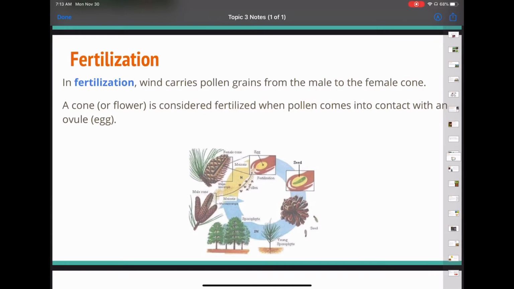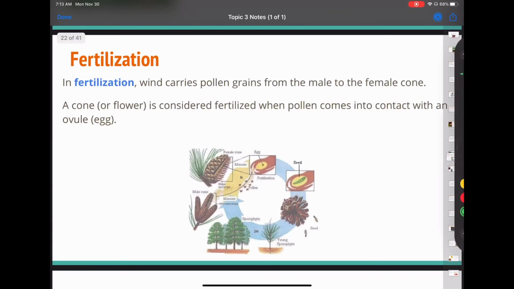Okay? So, a cone or a flower is considered to be fertilized when pollen comes into contact with an ovule or egg. Okay, there's two different terms, and sometimes they get confused with each other. There's pollination, and then there's fertilization. Pollination happens first, and it has to do with the pollen getting from one plant to the other, or getting from a male cone to a female cone. Okay, that's pollination. Now, once at the female cone, if that pollen manages to connect with an ovule or an egg, that's called fertilization. So pollination must happen before fertilization can happen.